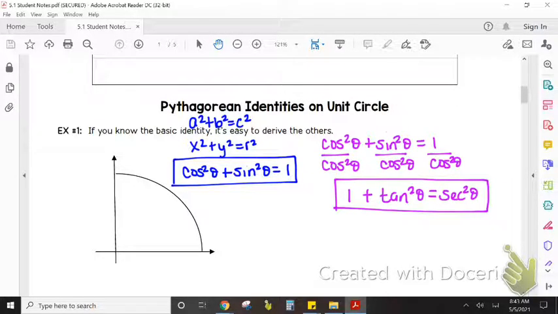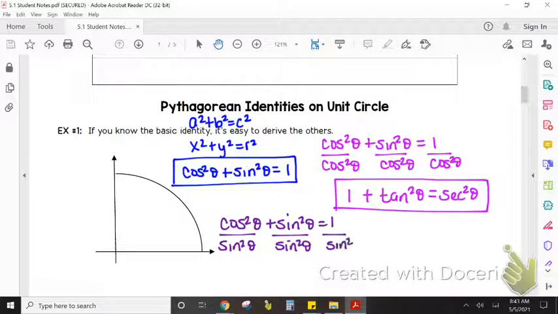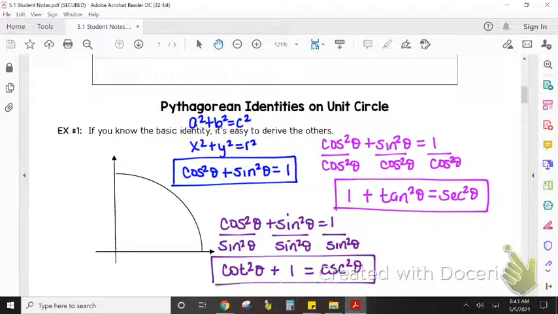And then what if I do the same thing, but this time I'm going to divide them all by sine squared. So let me get this written out. Okay, and we're going to divide both sides, or all three terms, by sine squared of theta. All right, well, we know that cosine squared over sine squared is cotangent squared, plus sine squared divided by itself is 1, equals 1 over sine squared, which is cosecant squared. And there is our third Pythagorean identity. So that will go on the third line above.